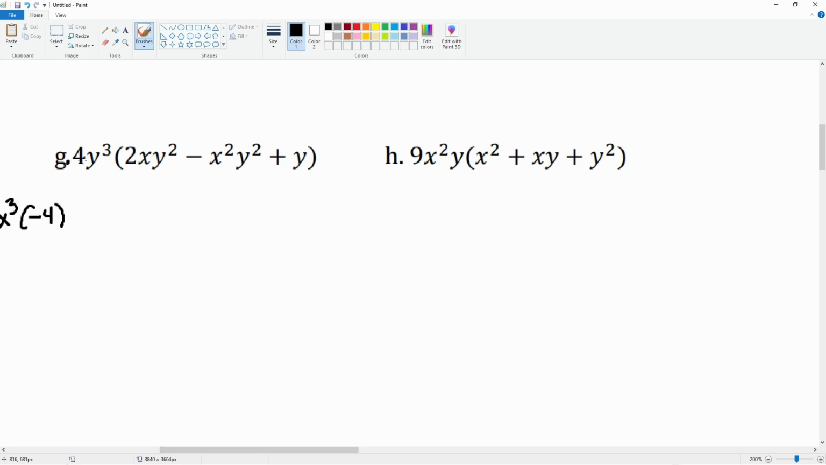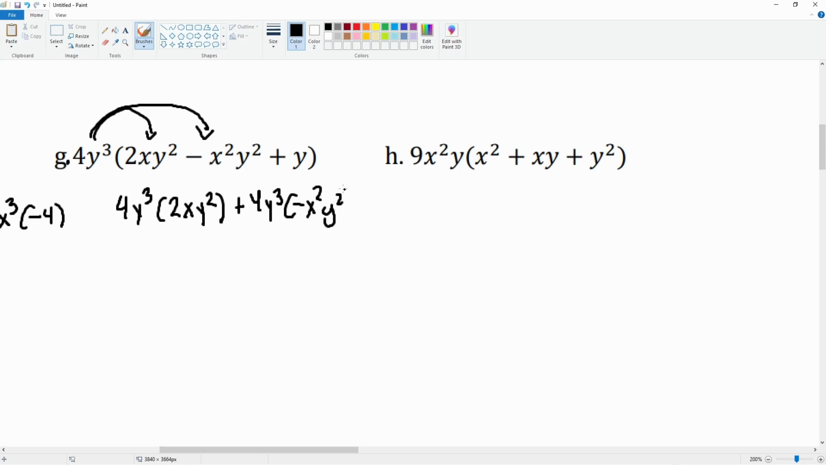So letter G. So the 4y cubed is going to be distributed to the first term. So 4y cubed parentheses 2xy squared close the parentheses. The 4y cubed is going to be distributed to the second term, negative x squared y squared. Then we have the 4y cubed is going to be distributed to just the y.